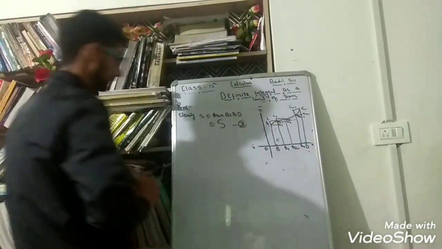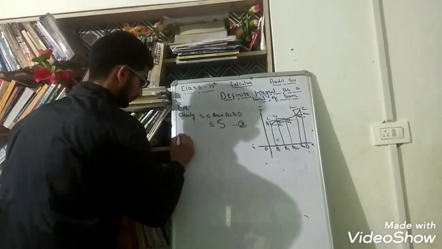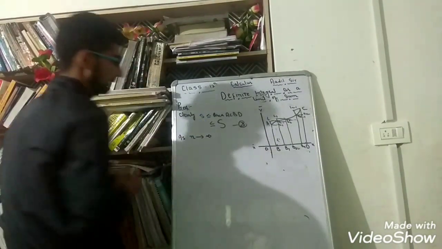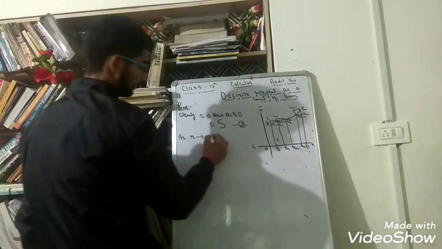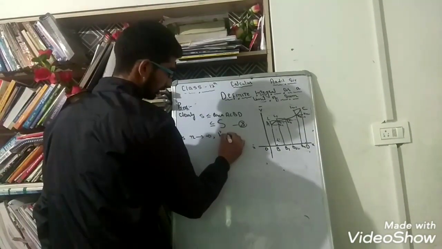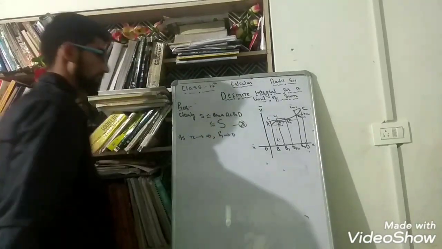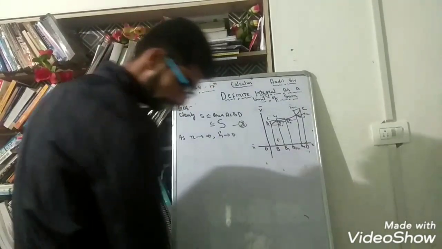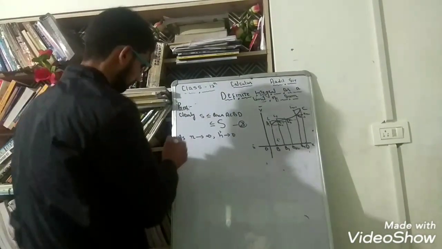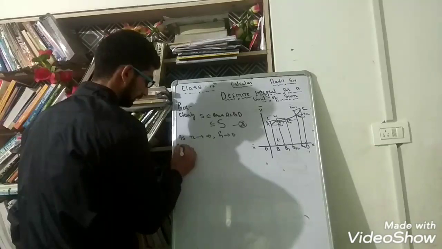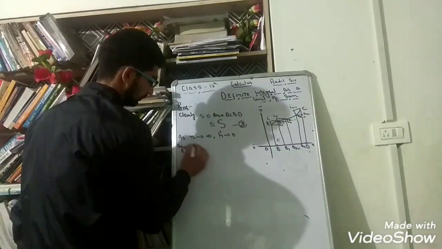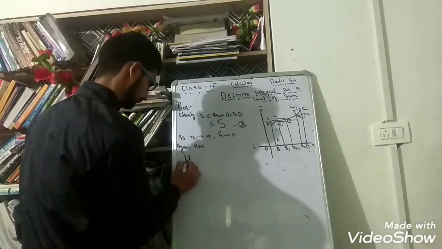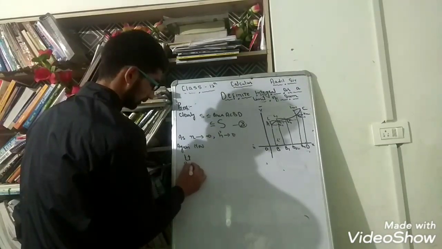So here you write as n tends to infinity, h tends to 0. Now again, now limit h tends to 0.